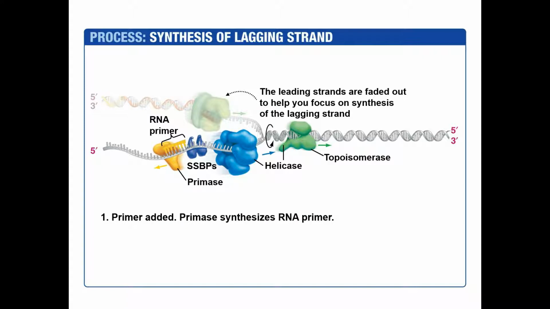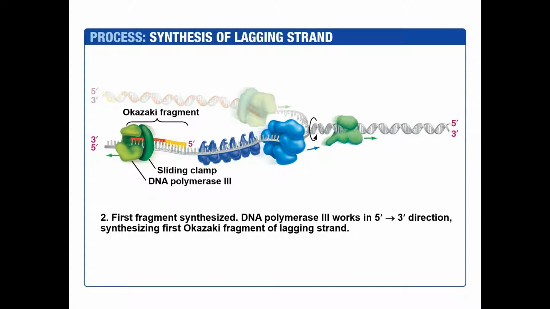You have your little RNA primer that's laid down, which synthesizes your short RNA template. Now you have DNA polymerase, which begins adding new DNA nucleotides to this pre-existing RNA template here. In red, we have our new DNA nucleotides. Again, it's moving 5' to 3'. So this little fragment that's synthesized is an Okazaki fragment.